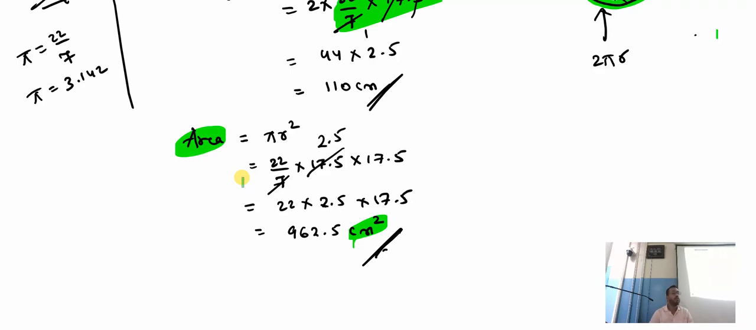Understood the basics? Children, the same problem I am solving here will be helpful for you in the chapter circles, and also the same calculation will be helpful in the chapter surface area and volume. So these basic calculations will be applied for all the three chapters. I hope you have got the difference between area and circumference or perimeter. Am I right?